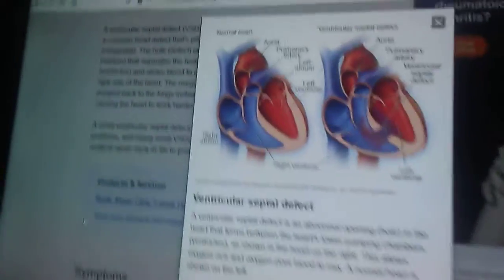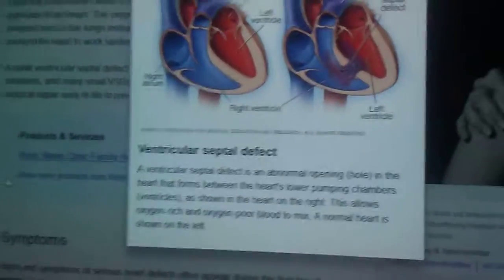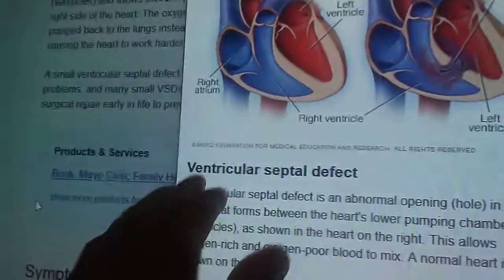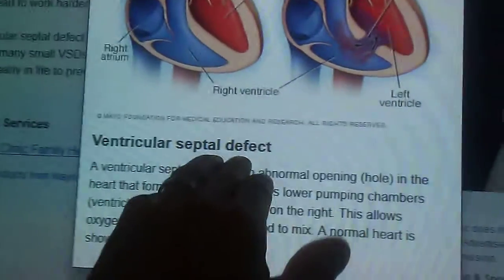D. Ventricular septum. Ventricular septal defect. Okay, this is an evolutionary trait that humans have.